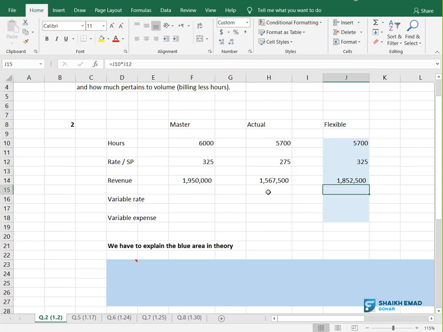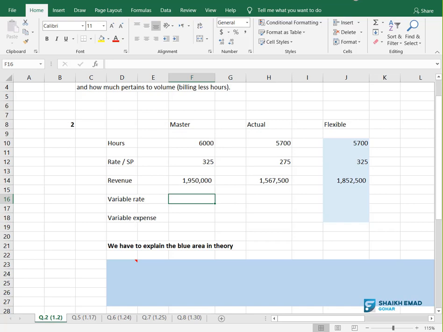So my friends, now the master revenue is 1.95 million, and actually we made less. It's not a good year for us. We made very little revenue, right? It means the revenue variance is bad. And we need to know how much is due to selling less units, I mean charging less hours, and how much is due to charging less rate. Getting it, everyone?